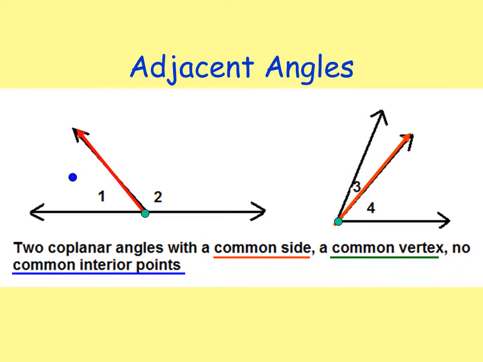So if I put a point here, well, that's in angle 1, but it's not in angle 2. Or if I put a point over here, it's in angle 4, but not in angle 3. But I really prefer to think of adjacent angles simply as angles that are next to one another. I think that's the easiest way to think about them.